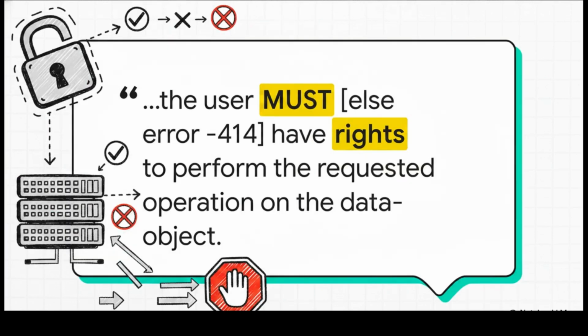Rule number one, the big one. The foundation for everything is permissions. This is a direct quote from the spec, and look how clear it is. The user must have rights. It's not a suggestion. Before a server does anything with a request, it is required to check permissions. If that check fails, it has to stop and return error code -414. Security isn't an add-on, it's baked right into the core of every single interaction.